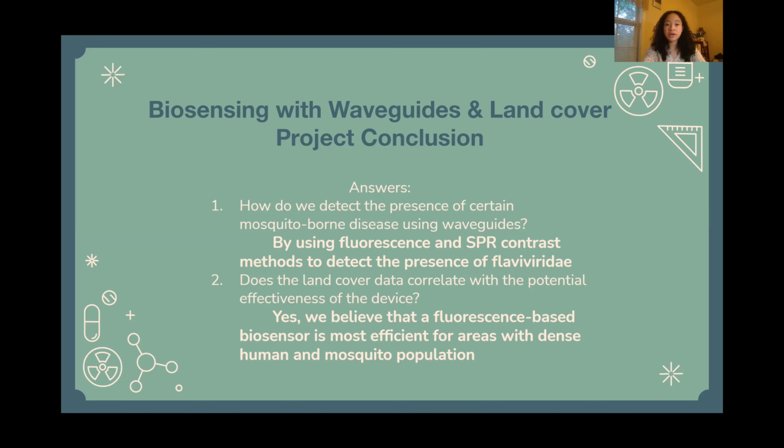In conclusion, we determined that we could use fluorescence and SPR contrast methods coupled with a waveguide to detect the presence of flaviviruses, and we believe that land cover data correlates with the potential effectiveness of the device, considering that fluorescence-based biosensors would be most effective for areas with dense mosquito and human populations.